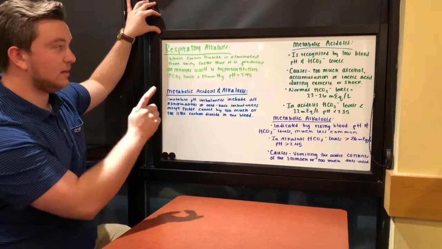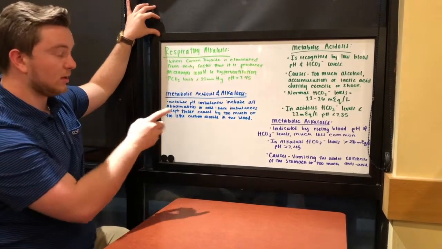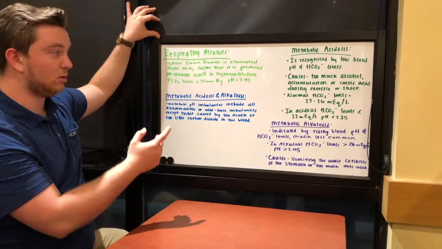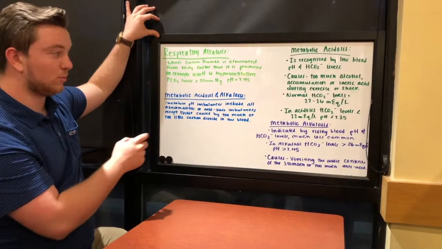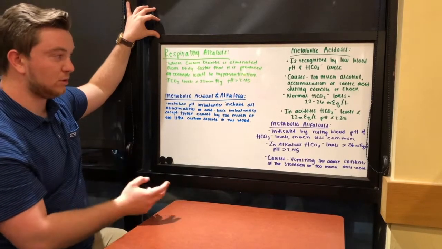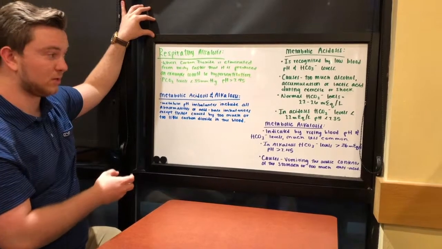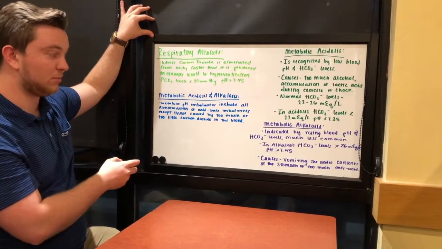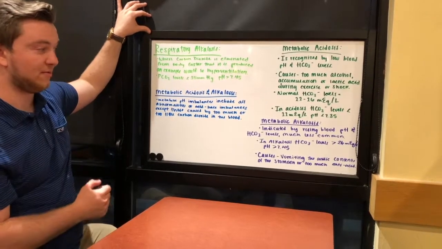Metabolic acidosis is recognized by low blood pH and bicarbonate levels. The causes of it are too much alcohol, or accumulation of lactic acid during exercise or shock. Normal bicarbonate levels are 22 to 26 milliequivalents per liter, and in acidosis, bicarbonate levels are less than 22 milliequivalents per liter, and the pH is less than 7.35.